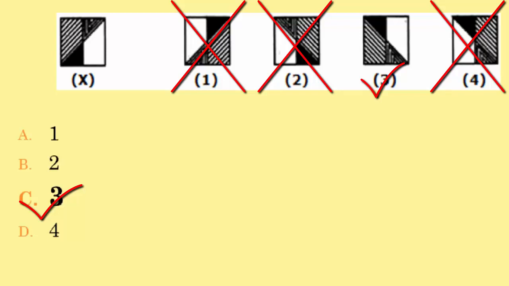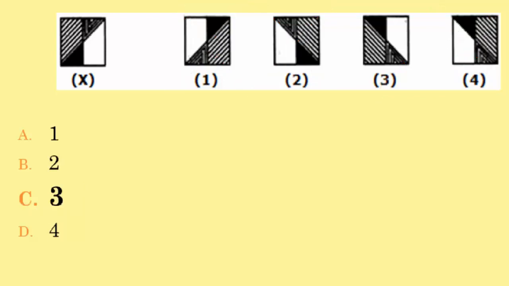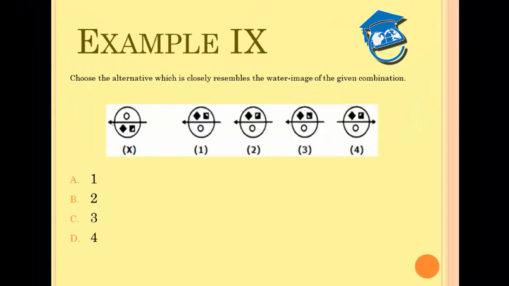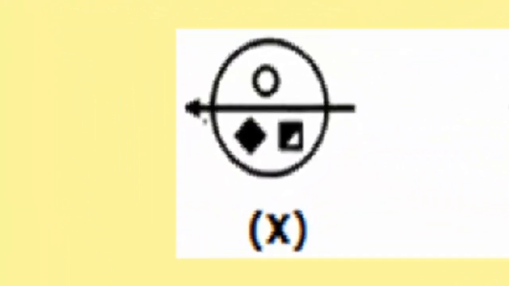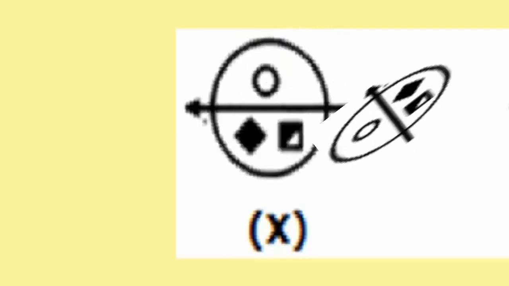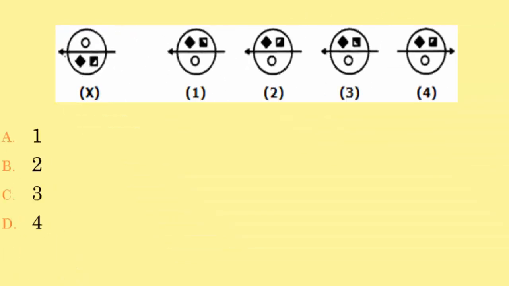So it is that simple. I just have to take bits and pieces of the image and I have to check individually. Wherever I see any discrepancy, I can eliminate that option. Okay friends, now let's take a look at example number 9. In this one, we have a circle on top. So logically this circle should come to the bottom, which is correctly represented in all the 4 figures.